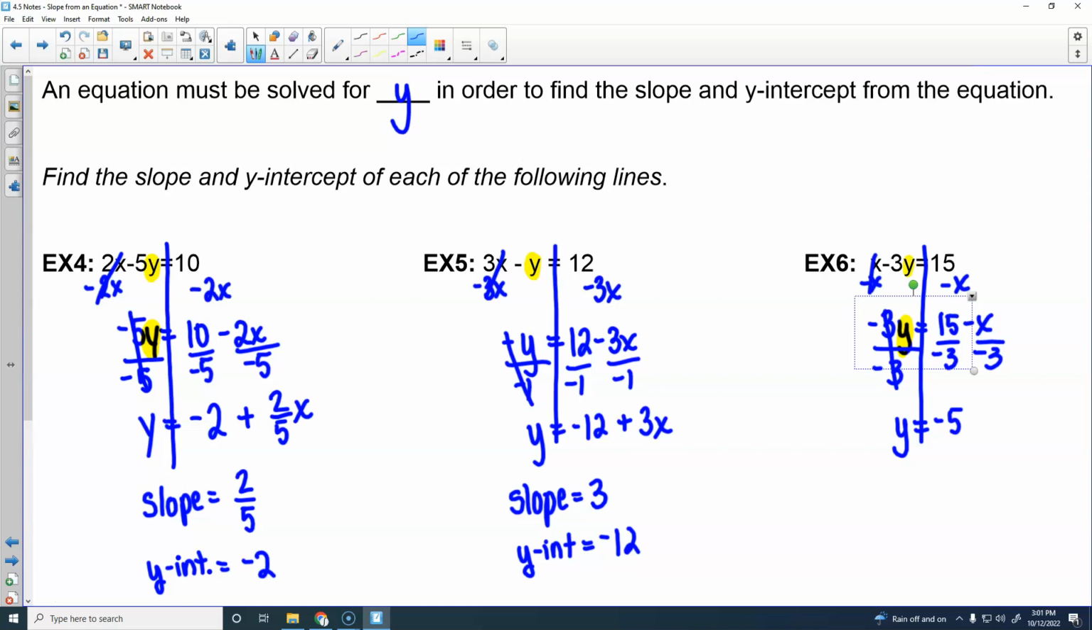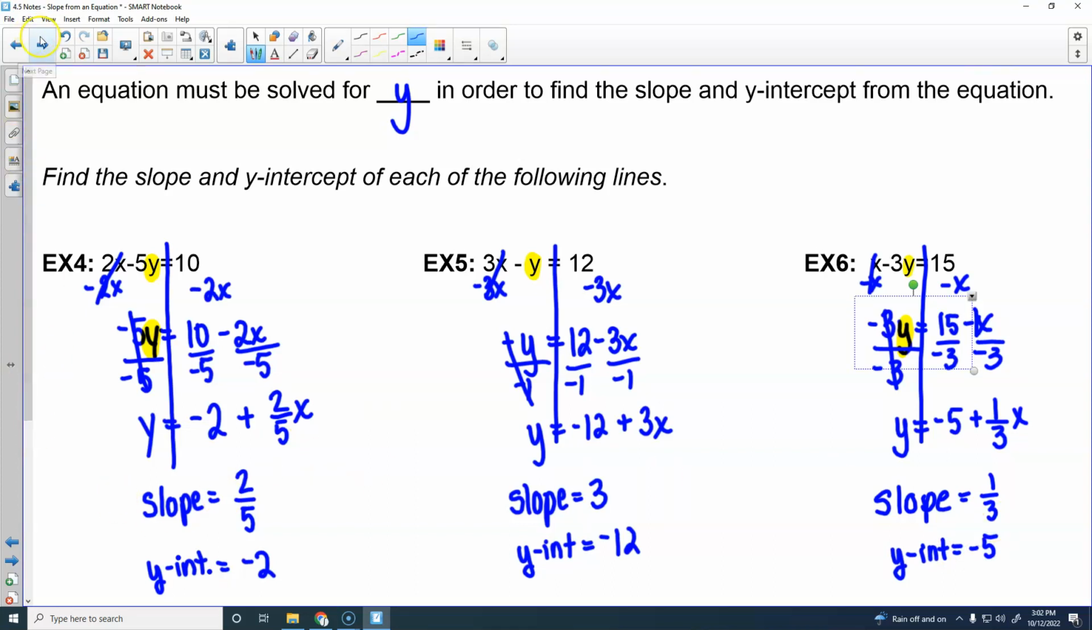Aiden, what are we going to get? Positive what? One-third. Okay? Because that x, even though there's no number up there, it's like it's got a 1. So positive 1/3 x. Let's see, Riley, what's the slope of that? Almost. Don't say the x, just the 1/3. And then, Caitlin, what's the y-intercept? -5.